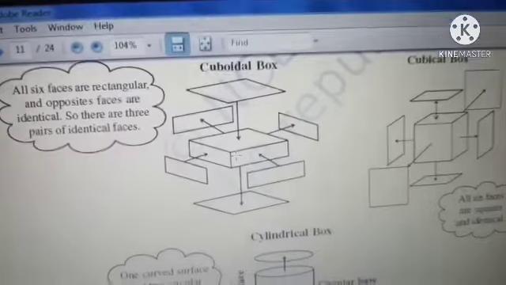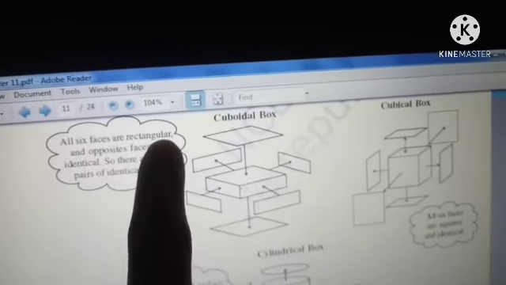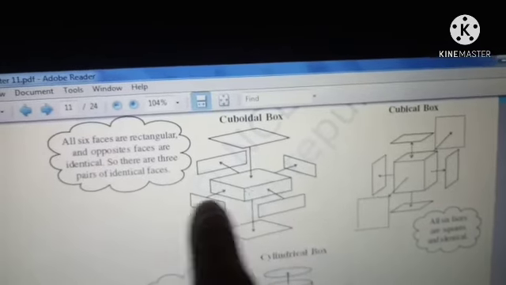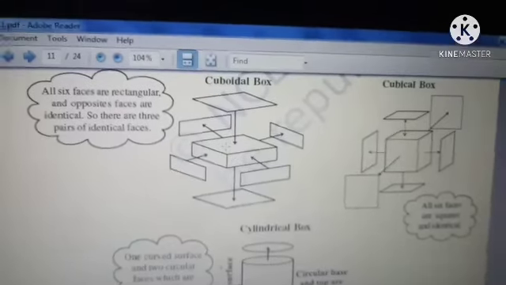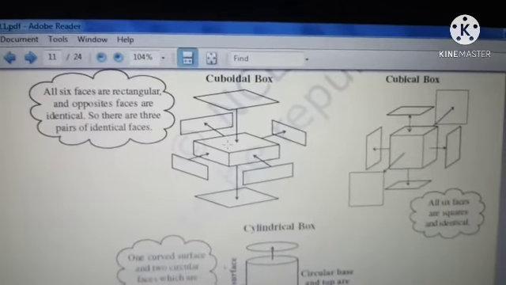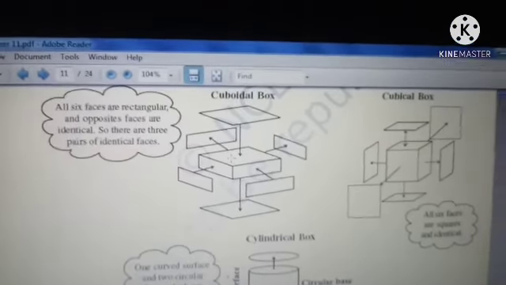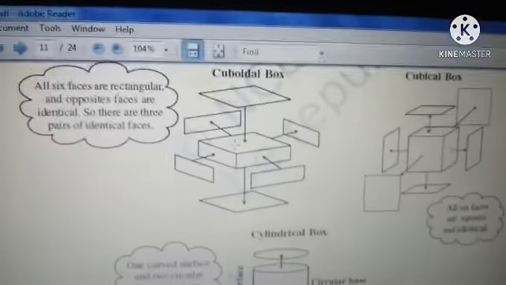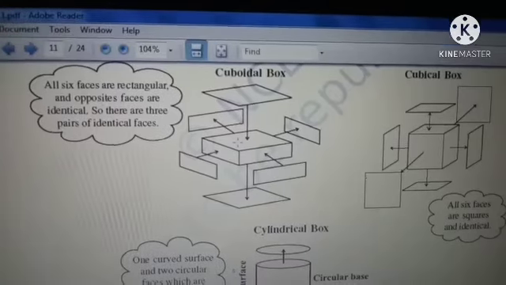So in a cuboidal box, what is the property? All 6 faces are rectangles. So 1, 2, 3, 4, 5, 6. When you take a cover, if some parcel is coming in a rectangle shaped box, when you uncover that box, all the side faces will be rectangle shaped. When the box is in cuboidal shape, all the faces are rectangular.